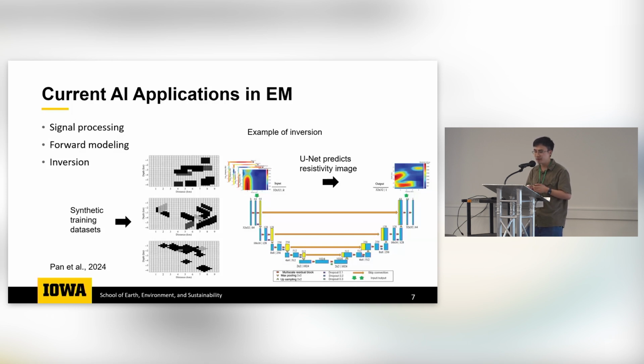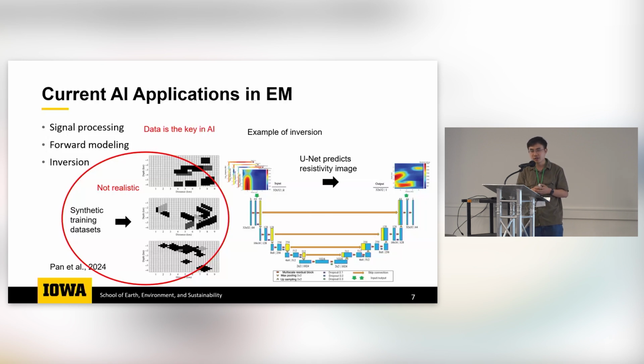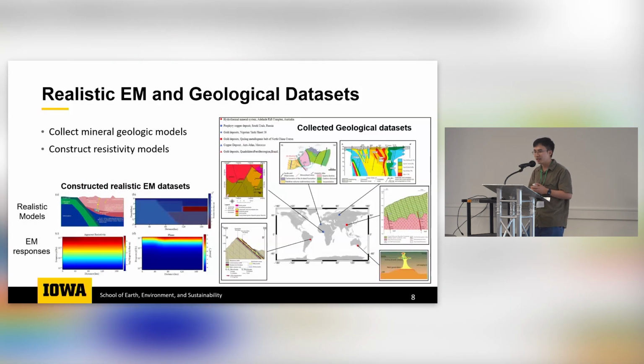But the problem with this kind of approach is they generate all these data sets synthetically, so those are not very realistic for the real subsurface. But we all know that data is the key in AI training. That's why a lot of big tech companies are trying to get more and more high quality data sets. So this is a big gap for AI training in geophysics. So one of my students and I are trying to build more realistic EM and geological data sets to help AI training.